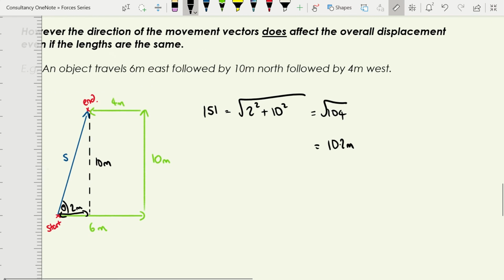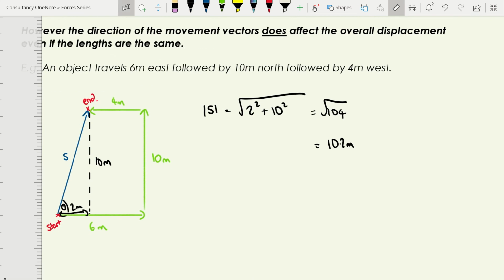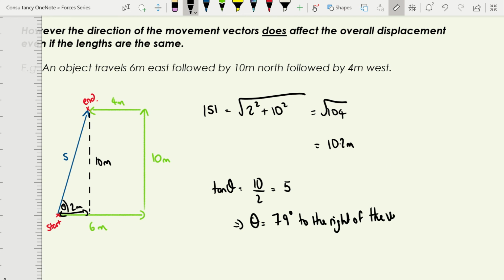So you can see in this case, it hasn't changed the magnitude of the displacement, but here we can see that tan theta, we're still going to use that. So opposite is 10 divided by 2. So this actually has changed. So we see the angle is now, let's take the inverse tan of 5. The angle is now 79 degrees to the right of the vertical. So you can see our displacement has been changed by having the directions of our lengths being different.